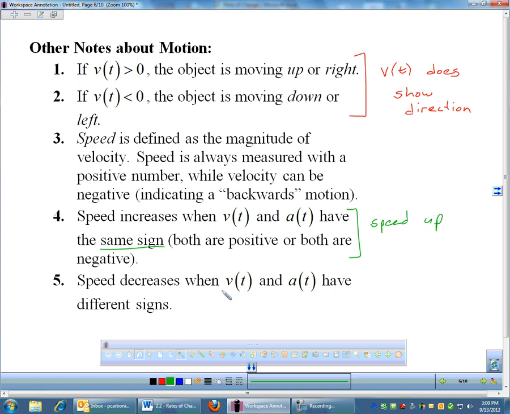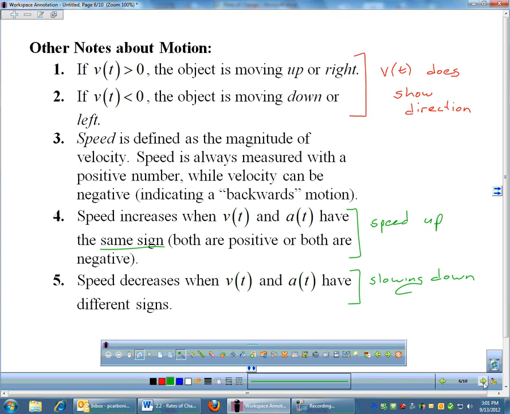Speed decreases when your velocity and acceleration have different signs. So in that case, you're going to be slowing down. If velocity and acceleration have different signs, then your object in motion will be slowing down. If velocity and acceleration have the same sign, your object is speeding up. I think those are all the key notes.